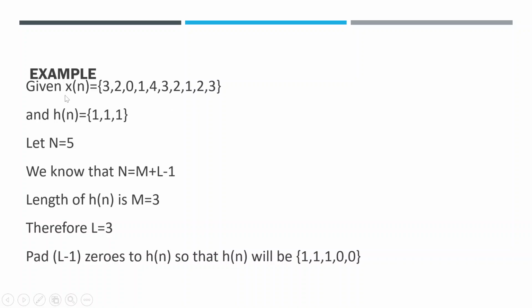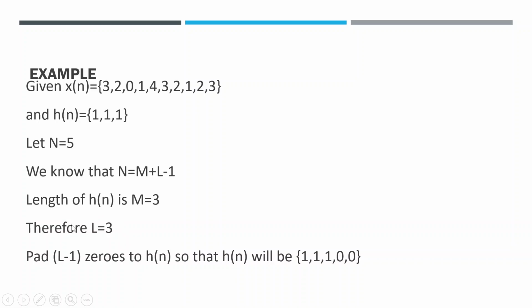Here x of n is given, h of n is given, and the value of n is given. We know that n is equal to m plus l minus 1. Length m is the length of h of n. Here h of n has length 3, so m is 3. Therefore l is equal to 3.